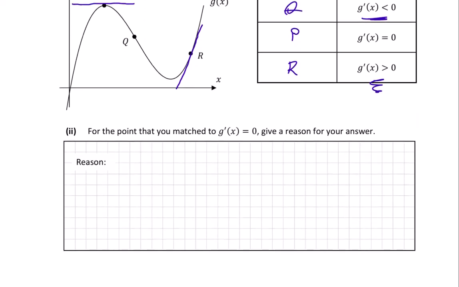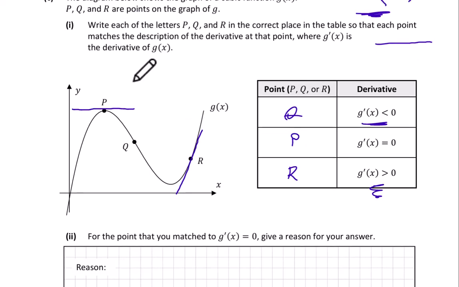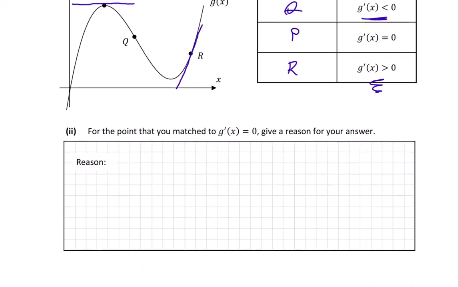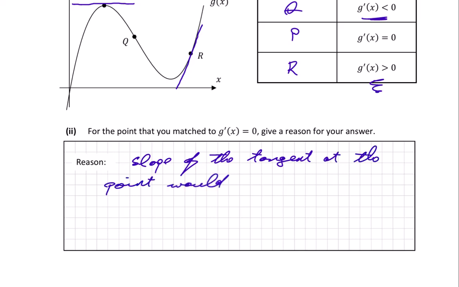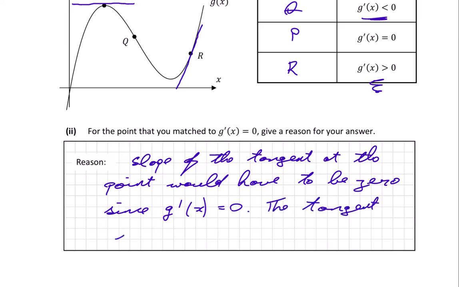For the point that you match to g prime x equal to 0, give a reason for your answer. So that would be this one up here, where we have a horizontal tangent. There are any number of ways of saying this, but we could say something like the slope of the tangent at the point P would have to be 0, since g prime x is equal to 0. So the tangent is horizontal. Okay, something along those lines anyway would suffice. Okay, so that's it for question 4.